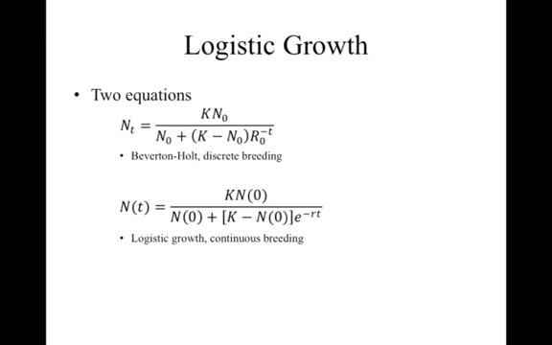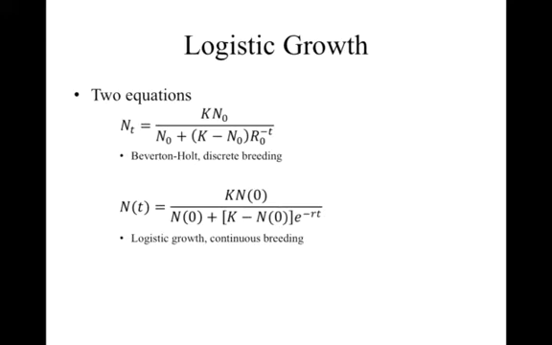All right, but of course no population can increase forever, and once the population size gets big enough that a couple of resources become limiting, the organisms don't have enough to either survive or to have babies, then we get logistic growth. And again, we have those two different equations for logistic growth. We have Beverton-Holt, and we have logistic growth itself, which is the continuous version.